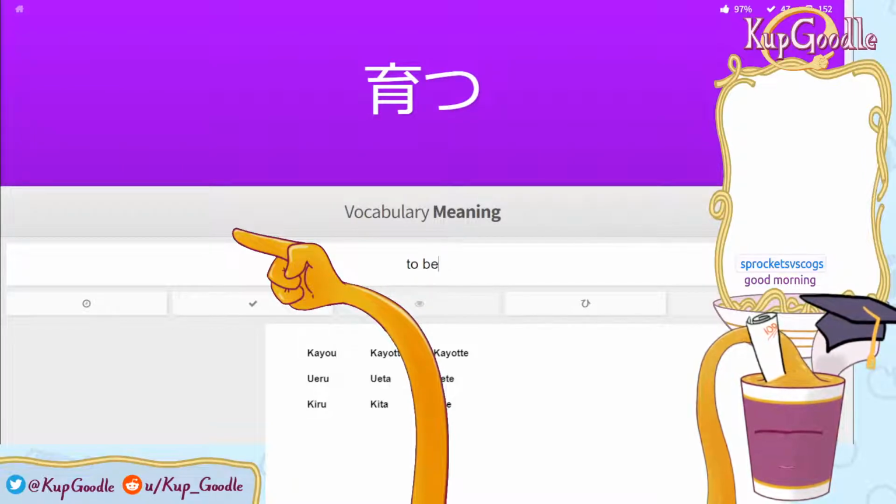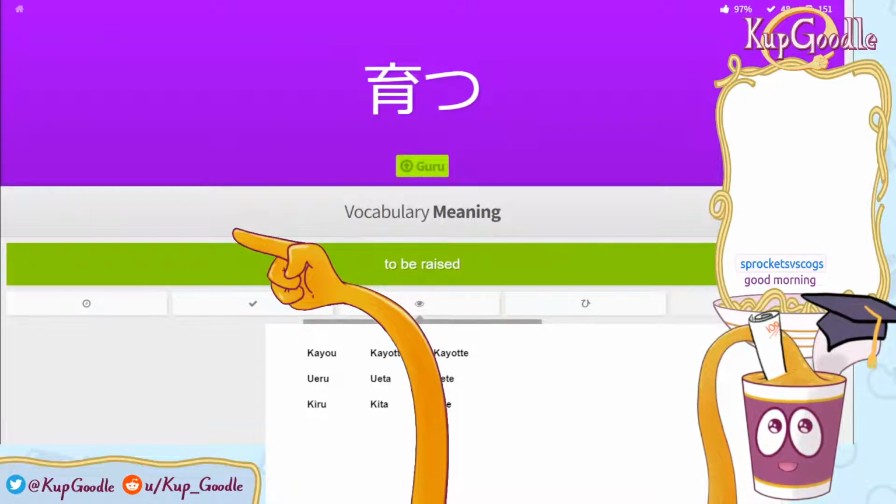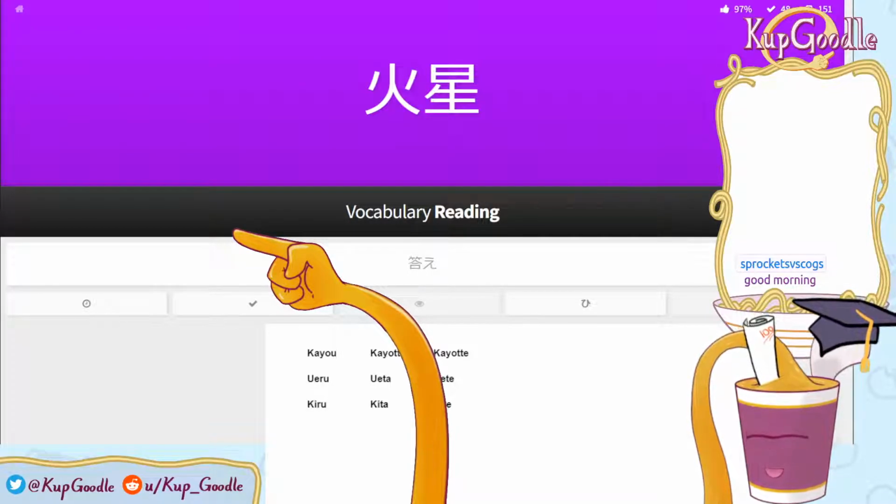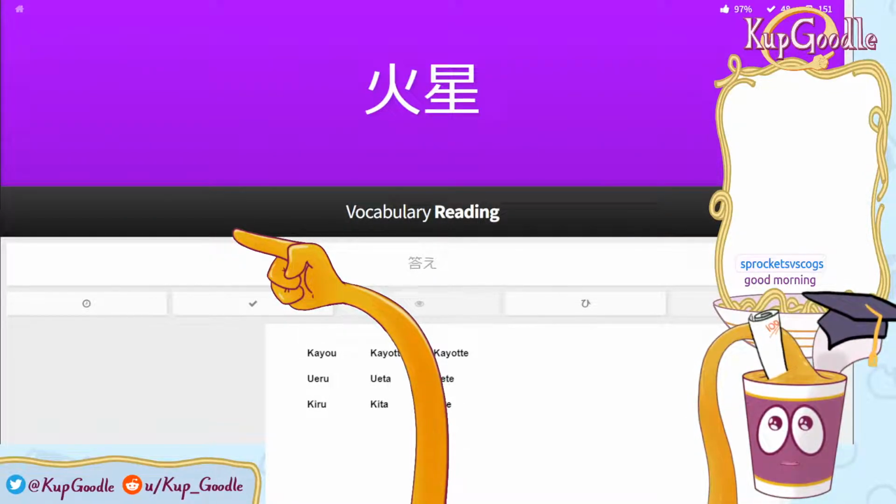Sodatsu. To be raised or nurtured. That is the intransitive form, not the transitive form. To nurture or raise something else, that is a different verb in Japanese. In English, it's just to do something or to be something with the ed at the end. I guess with the D at the end.